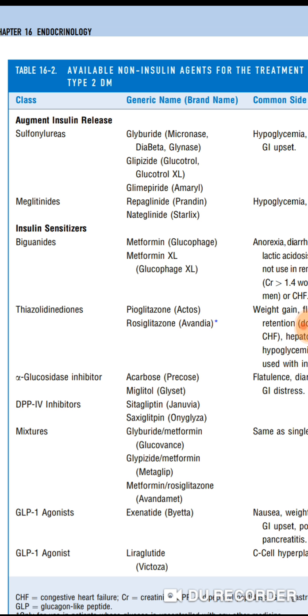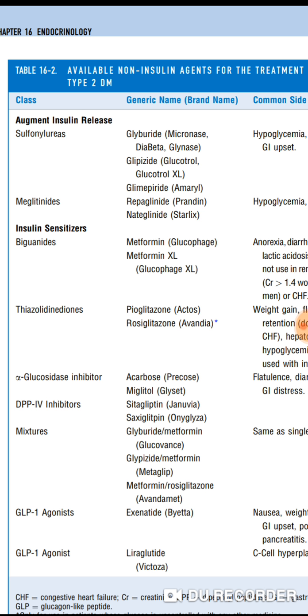Then we have the GLP-1 agonists. These include exenatide, which is also available in a subcutaneous formulation. And GLP-1 agonists are one of the ideal drugs for patients who have an erratic lifestyle, like patients having a BMI greater than 35. So GLP-1 agonists can be used in these patients and can be beneficial before trying insulin.